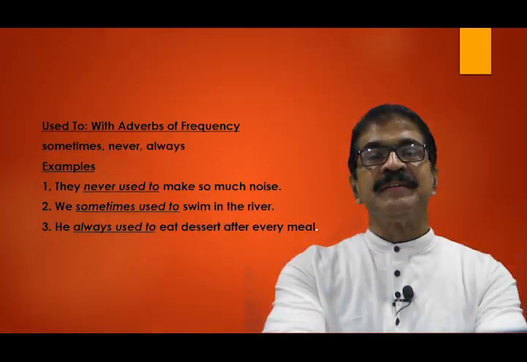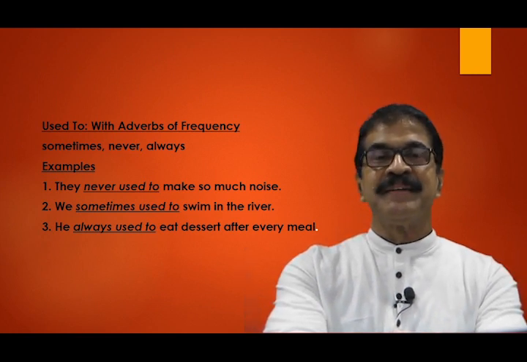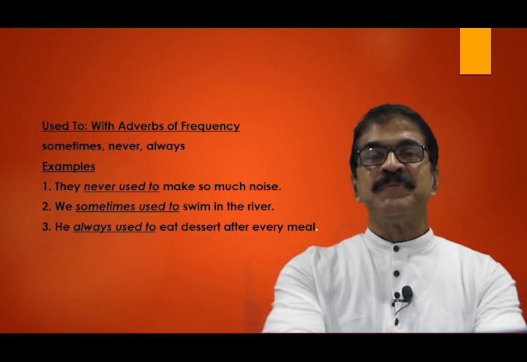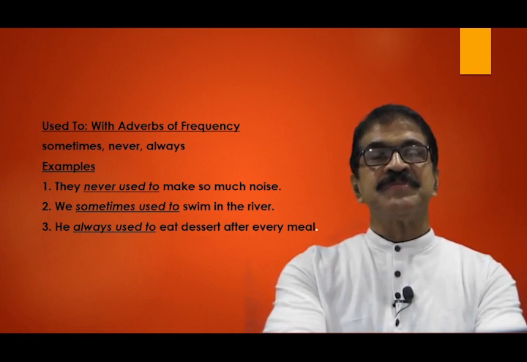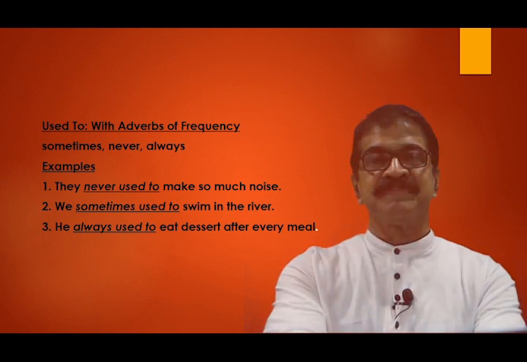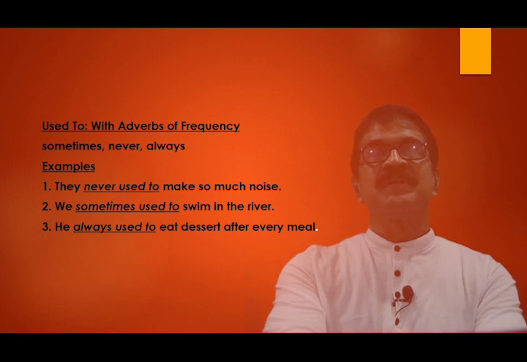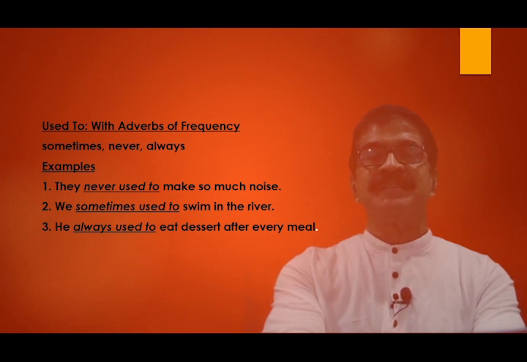Now let's see the usage of used to with adverbs of frequency. We often use used to with adverbs of frequency like sometimes, never, always, to show how often a repeated action or habit occurred in the past. Examples: they never used to make so much noise. We sometimes used to swim in the river. He always used to eat dessert after every meal.